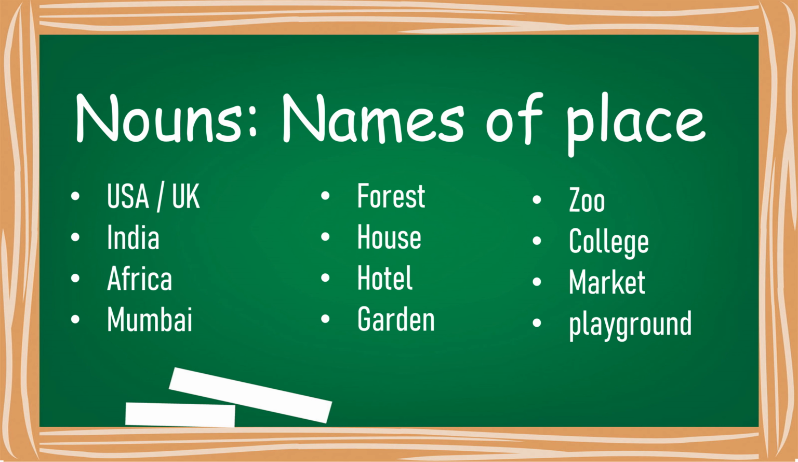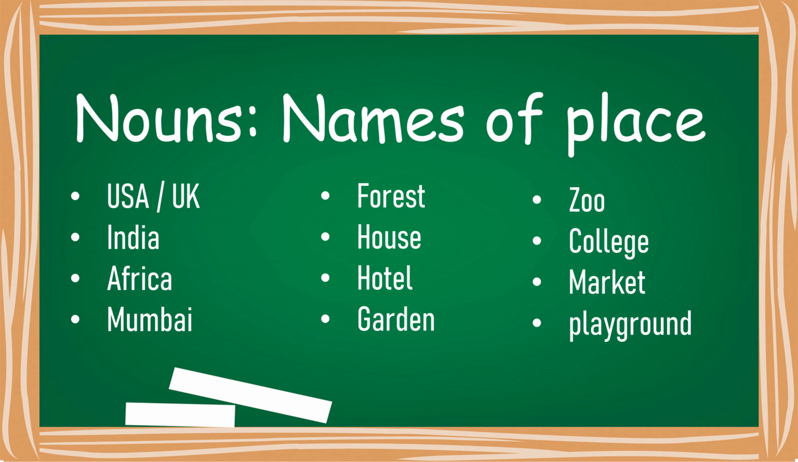Now, let's summarize the nouns of names of places. USA, UK, India, Africa, Mumbai. All these are the names of the country, continent, and city. Next, other common places such as forest, house, hotel, garden. These are the places where we do something. All these comes under nouns.